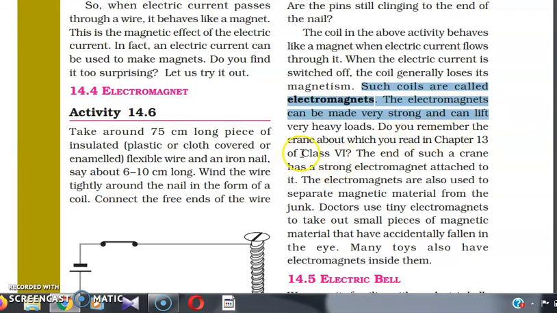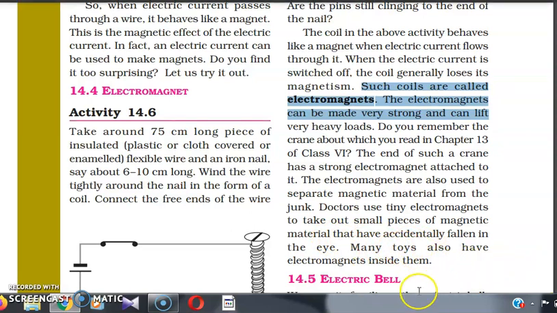Do you remember the crane about which you read in chapter 13 of class 6? The end of such a crane has a strong electromagnet. So, it is used to uplift huge loads. Electromagnets are also used to separate magnetic material from junk. Doctors use tiny electromagnets to take out small pieces of magnetic material that have accidentally fallen in the eye. Many toys also have an electromagnet inside them.